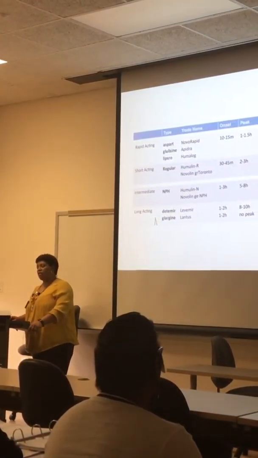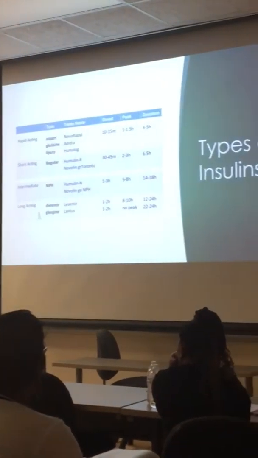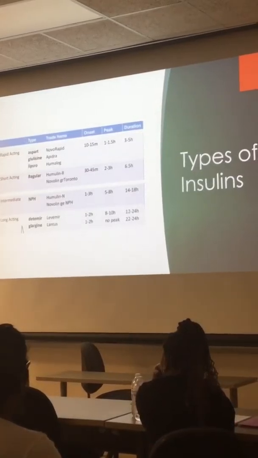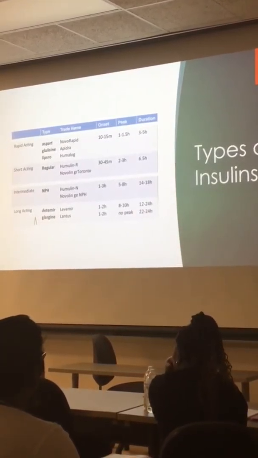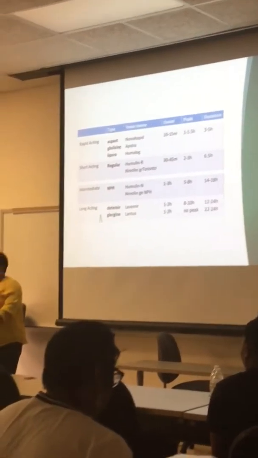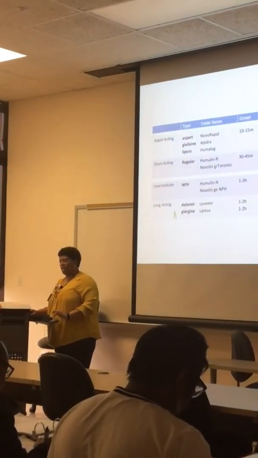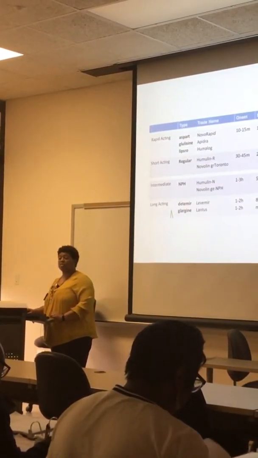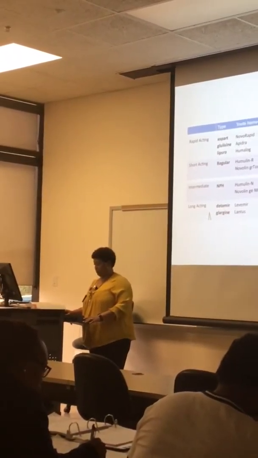Okay, this slide right here shows the different types of insulin. As you can see, it has rapid acting, the onset, the peak, and the duration. It's just a chart guide that you can use to look at the different types of insulin and how long until they onset, the peak time when they are at their maximum point, and the duration of how long they're going to remain in effect and doing their action.